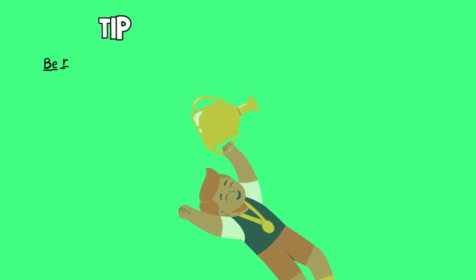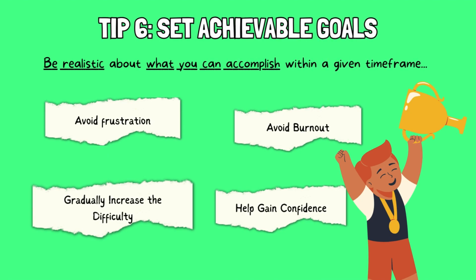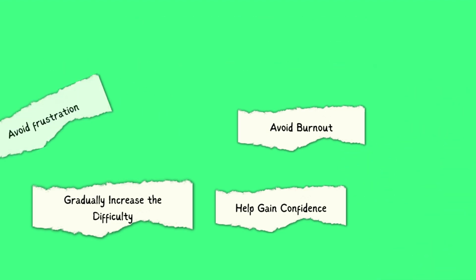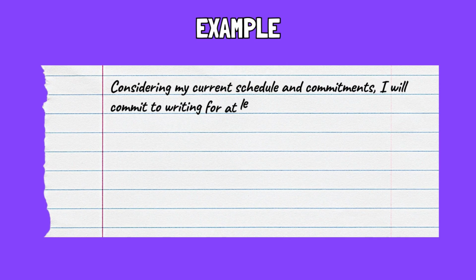Tip 6. Set achievable goals. Be realistic about what you can accomplish within a given time frame. Setting overly ambitious goals can lead to frustration and burnout. Gradually increase the difficulty as you gain confidence and experience. For example, considering my current schedule and commitments, I will commit to writing for at least 30 minutes every morning. This goal is achievable and aligns with my daily routine.